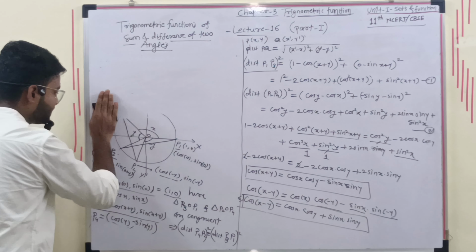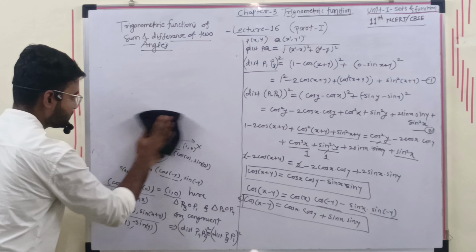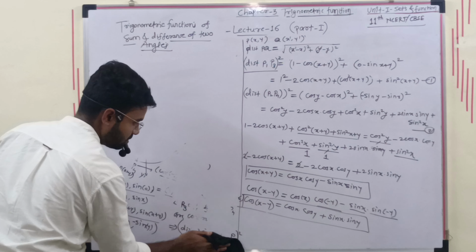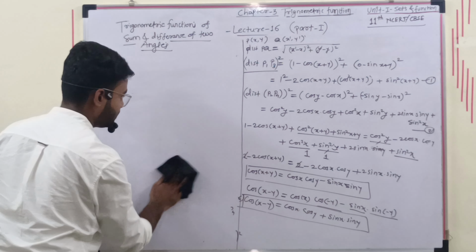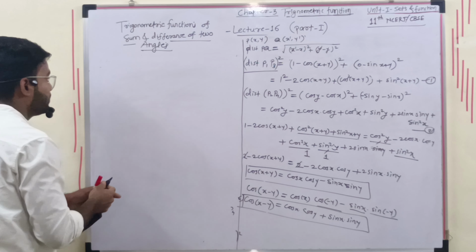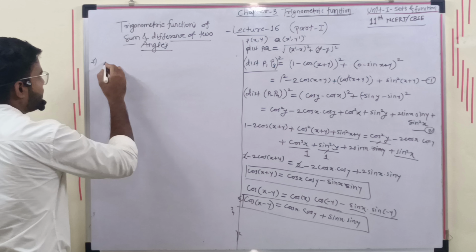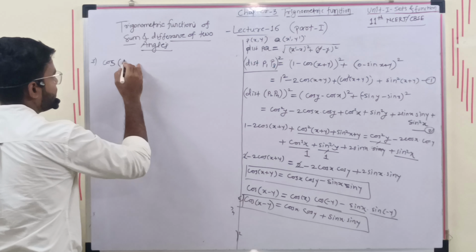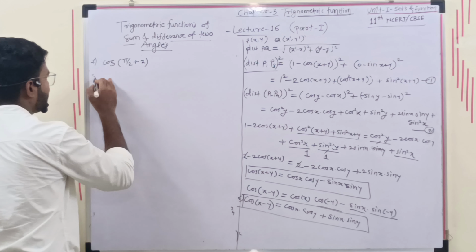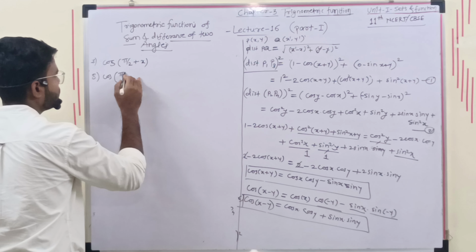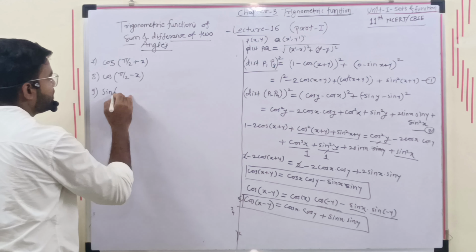I hope you understand this concept, this proof for cos of x plus y. So now we have to see the seventh identity: cos of pi by 2 plus x, then number 8: cos of pi by 2 minus x, then number 9: sin of pi by 2 plus x.